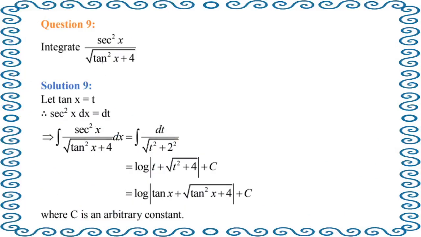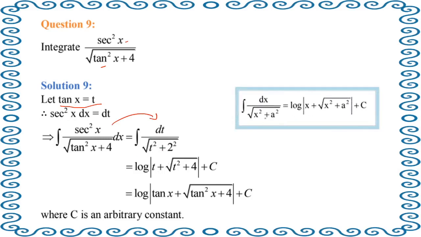After that, 9th question: sec square x upon under root tan square x plus 4. Tan and sec are visible, so I'm getting an idea that if I assume tan x equal to t, it can help me. What is the derivative of tan? This is sec square x dx equal to dt. The given function will become like this. And which format is this?